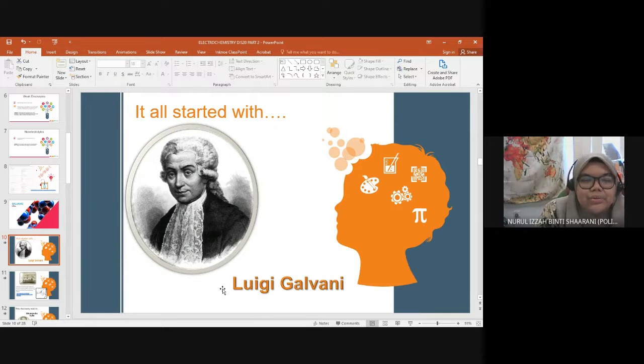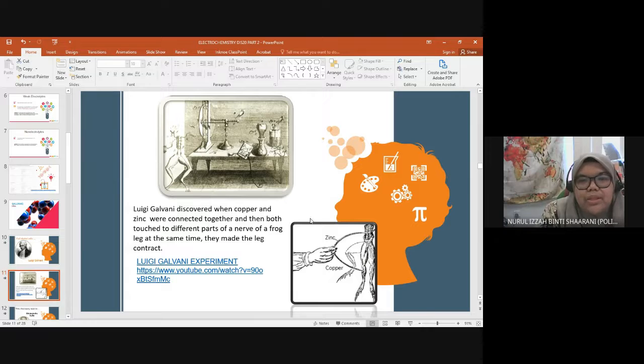Okay, so kita tengok sikit lah, what is the experiment that Luigi Galvani done to detect there is a presence of electrical charge tu. So Luigi Galvani discovered when copper and zinc were connected together and then both touched to different parts of the nerve of a frog leg at the same time, they make the leg contract. Okay, so frog ni dah mati lah.